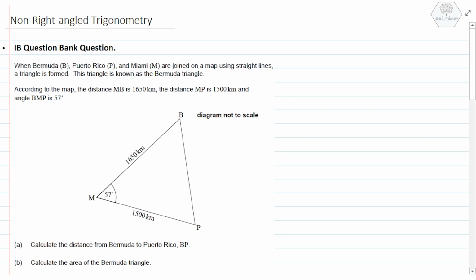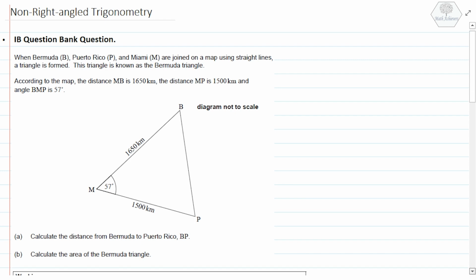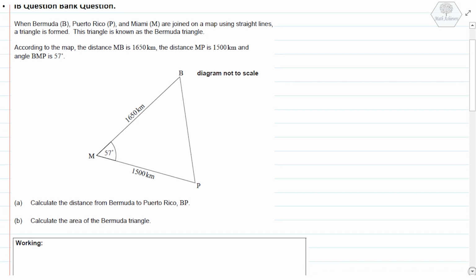Now, let's solve an IB question bank on non-right angled triangles. Let's read the question first. Always read the question carefully. When Bermuda, B, and Puerto Rico and Miami are joined on a map using straight lines, a triangle is formed. I have the triangle MBP. This triangle is known as the Bermuda Triangle.